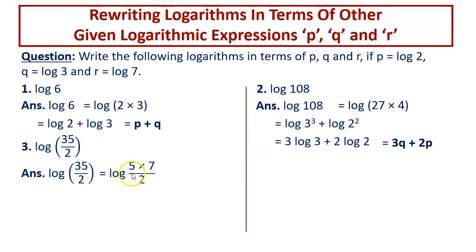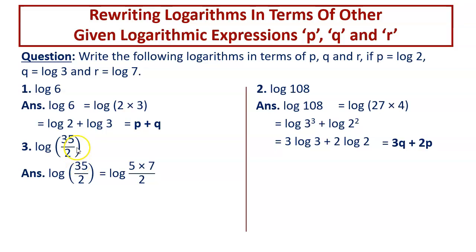Because log of 5 cannot be written. We have to get a 10. How to get a 10 from 5? Of course, we have to multiply by 2. And we cannot multiply only the numerator by 2. We have to multiply the denominator as well, because otherwise the value of the argument will be changing.